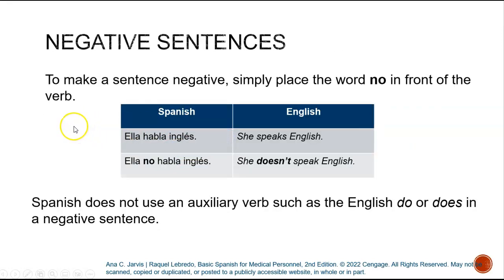If we're going to make a negative sentence, before I talked about answering questions, let me just show you how to make a negative sentence. An affirmative sentence just has typically your subject, verb, and any other complements, like ella habla inglés. But to make a negative sentence, you're going to want to place no in front of the verb. Ella no habla inglés. Okay, so again, put no in front of your verb to negate that.